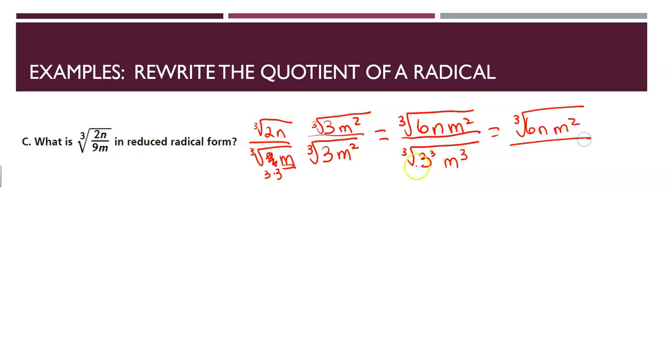And then down here, the cubed root of 3 cubed is 3, and the cubed root of m to the third is m. So that is reduced radical form. In other words, this is as simple as it'll get. I don't have any exponents here that are greater than or equal to this one, and then I don't have any radicals in the bottom.